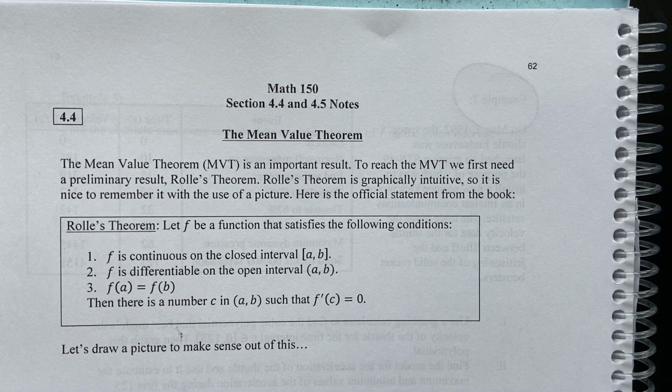Then there is a number. So if all those three things are met, then there must be a number inside of a and b such that the derivative at that number is 0.